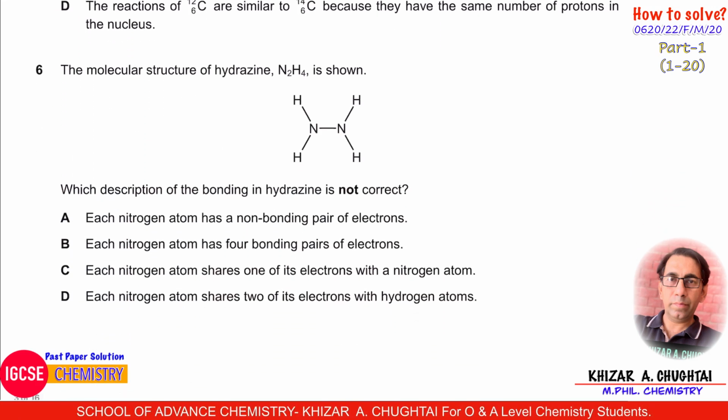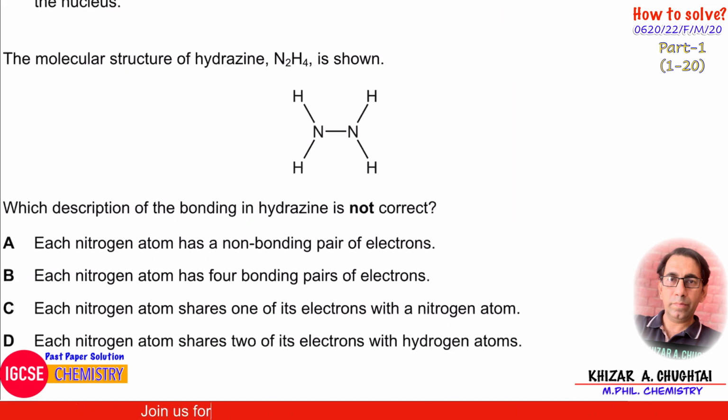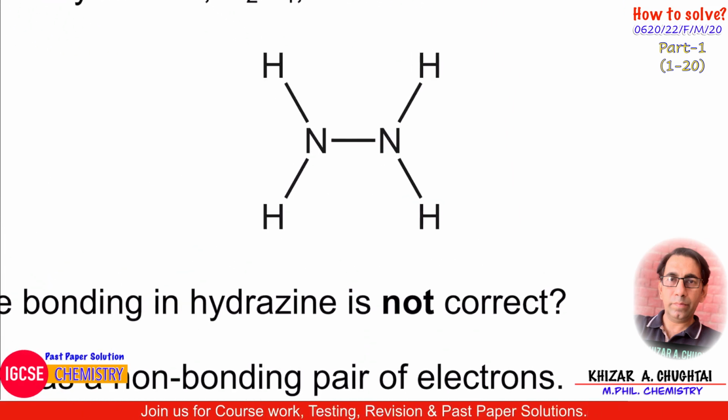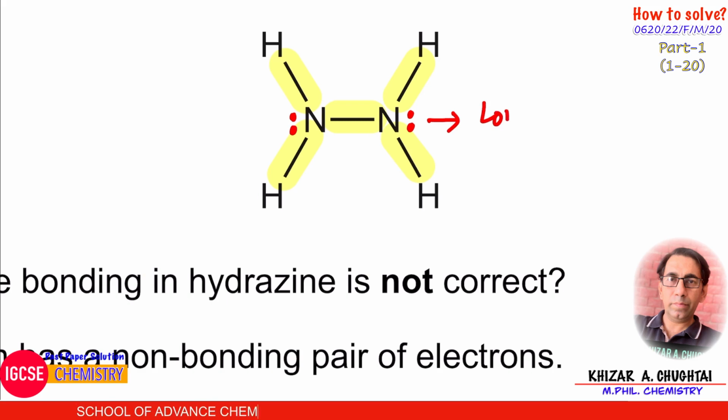Question number 6. The molecular formula of hydrazine is shown. Which description of the bonding in hydrazine is not correct? First of all, let me mark the lone pairs on the nitrogen atoms. These are called non-bonding electrons as well. And these dashed lines are called bonding electrons. These are bonding electrons. But this lone pair is said to be a lone pair, or non-bonding electrons.